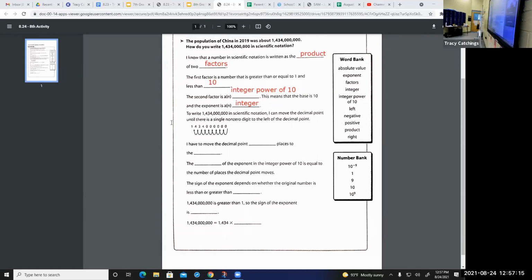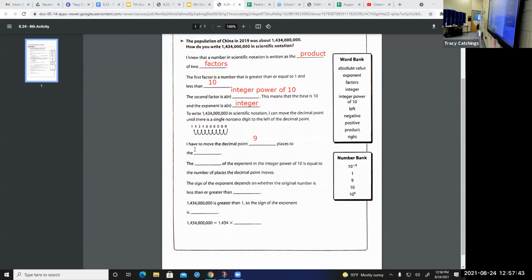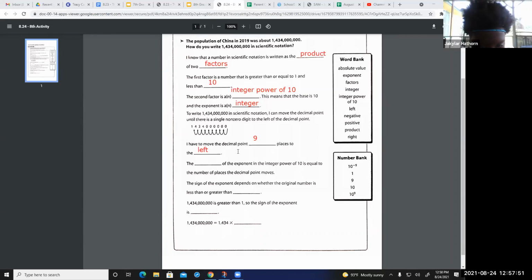It then said to write 1,434,000,000 in scientific notation. I can move the decimal until there is a single non-zero digit to the left of the decimal point. And they showed you how they shifted all the way over. It then says I have to move the decimal point blank places to the blank. Nine places to the right. Are you sure they went to the right? They went to the left. So 9 places to the left.